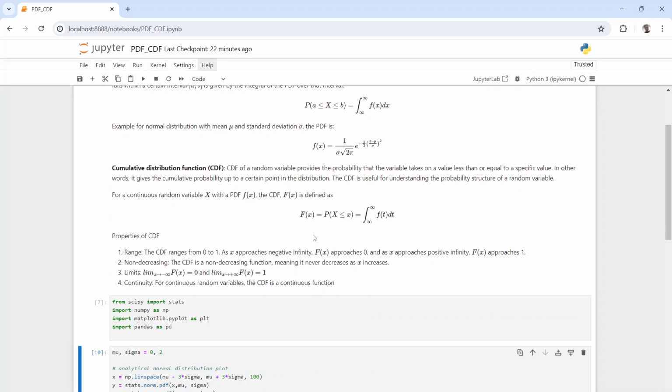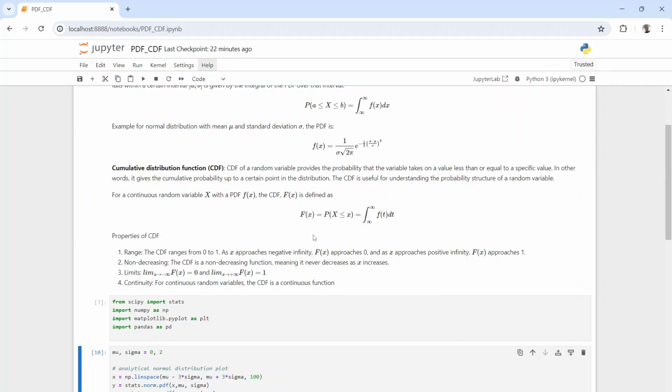Now, I will talk about the cumulative distribution function, or CDF. The CDF of a random variable provides the probability that the variable takes on a value less than or equal to a specific value. In other words, it gives the cumulative probability up to a certain point in the distribution, which means that it adds up all the values and gives the result.